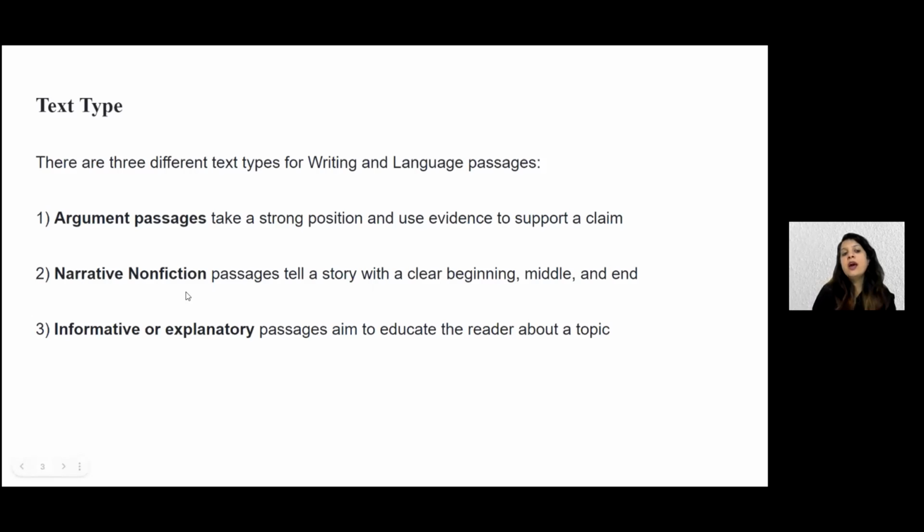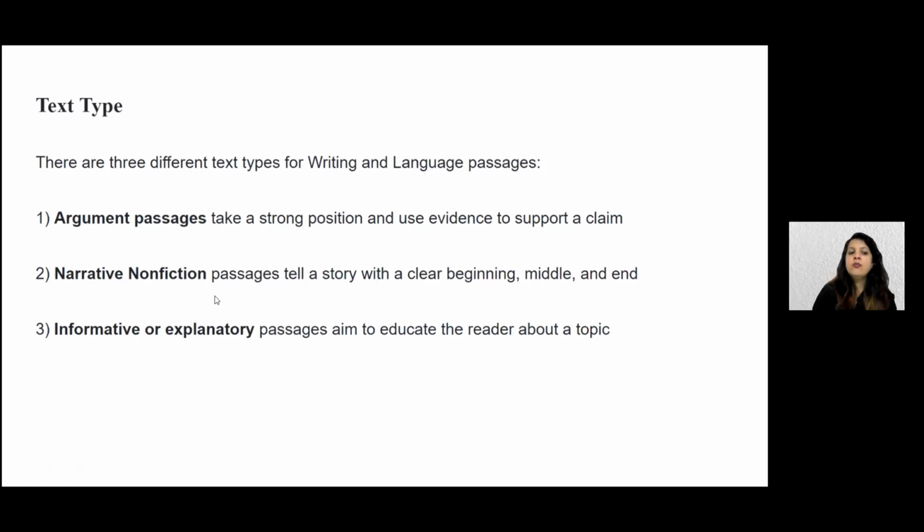Or there could be a narrative nonfiction passage where I am talking about very interesting concepts. Let's say I am talking about the architecture of castles. How did that come into the picture? How did that evolve over a period of time?